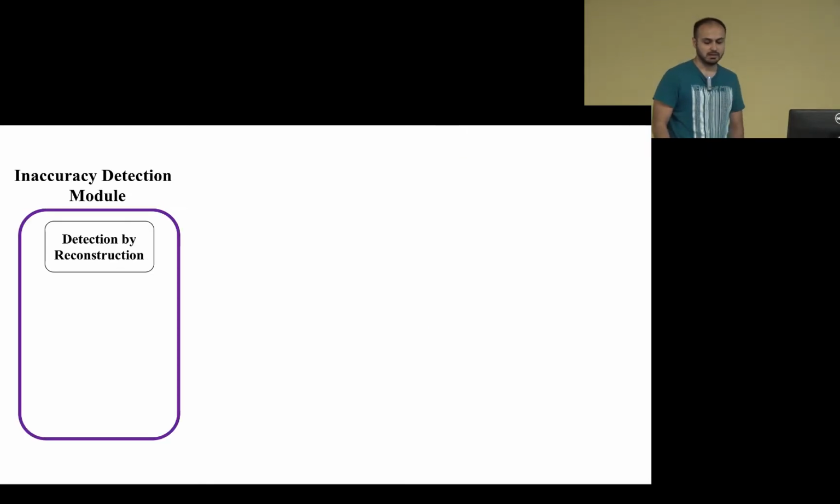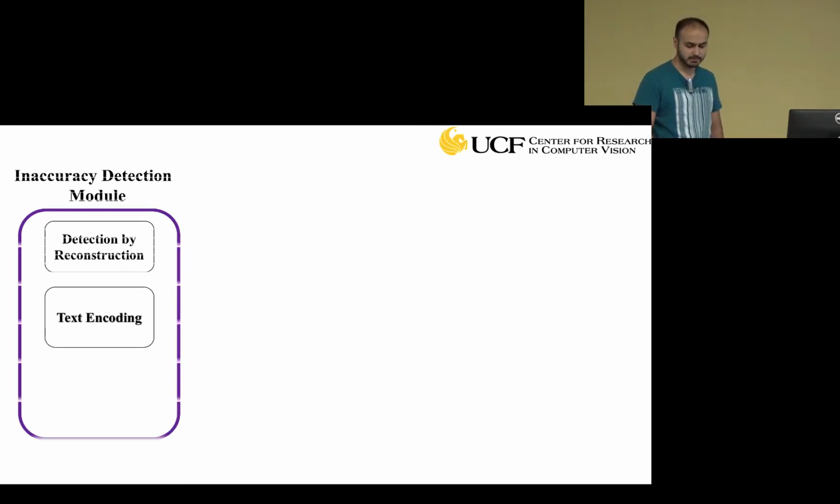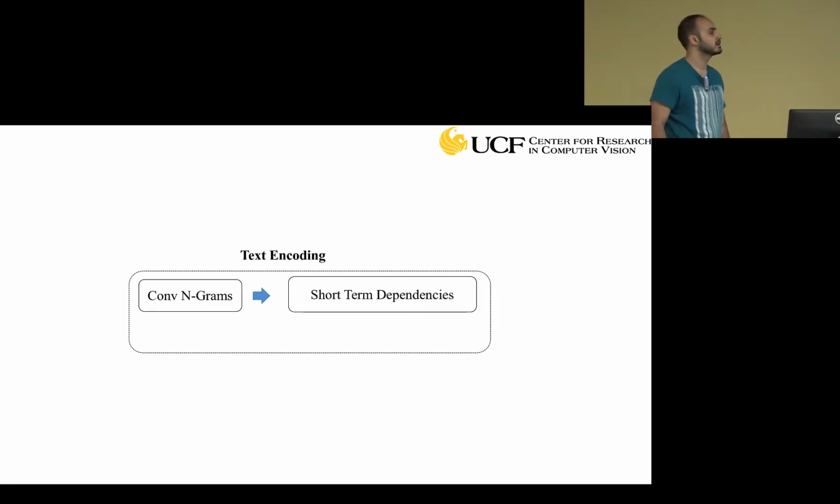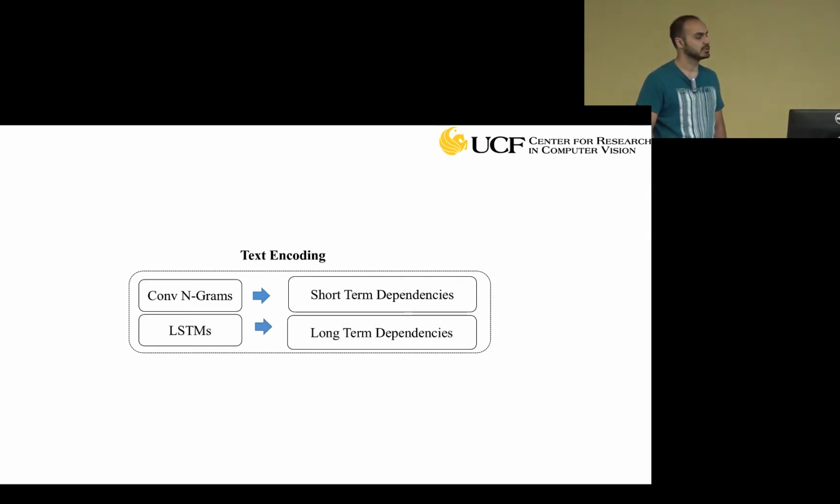So let's look at the text encoding part. To encode the inaccurate sentence, we use convolutional n-grams to capture the short-term dependencies, and we use LSTMs to capture the long-term dependencies in the sentence. The output of the textual encoding part is the x hat t that we talked about.